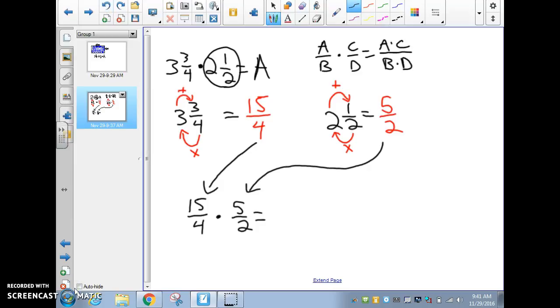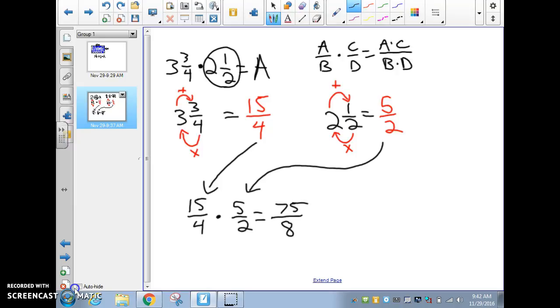Now we remember we're going to multiply the denominator times the denominator. So 4 times 2 gives you 8 for the denominator of your product. And the numerator times the numerator, so 15 times 5 gives you 75 for the numerator of your product. Now if you can't do 15 times 5 in your head, do some side work somewhere.